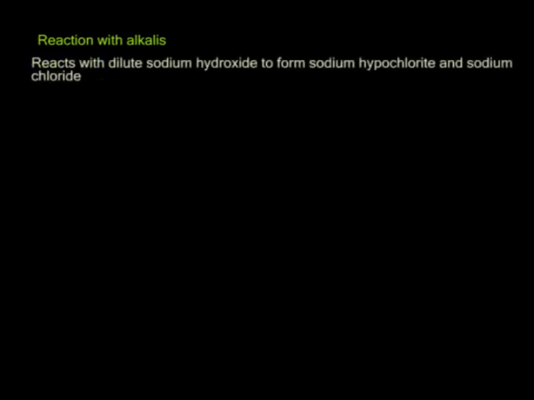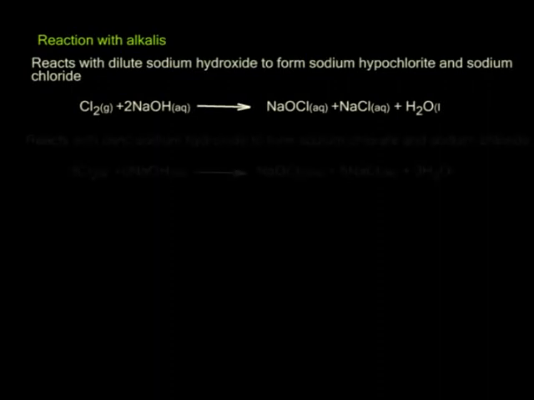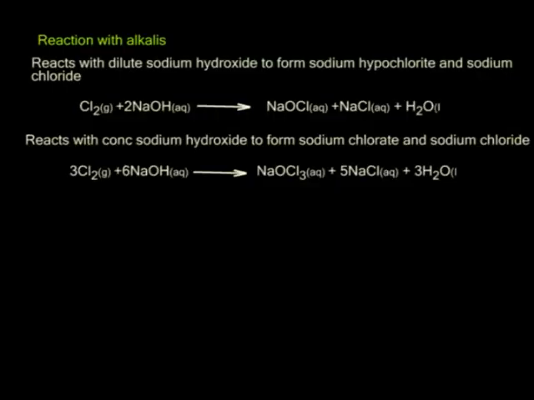Reaction with alkalis. When chlorine gas is bubbled into a solution of dilute sodium hydroxide, sodium hypochlorite and sodium chloride are formed. When chlorine gas is bubbled into a solution of concentrated sodium hydroxide, sodium chloride and sodium chlorate are formed.